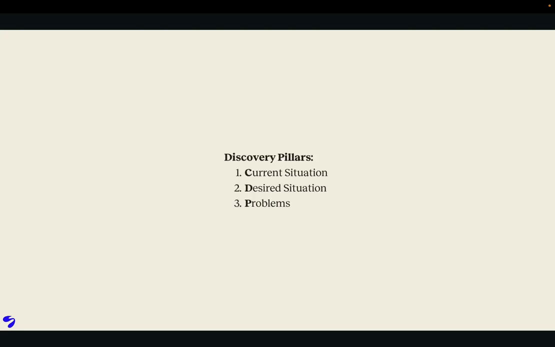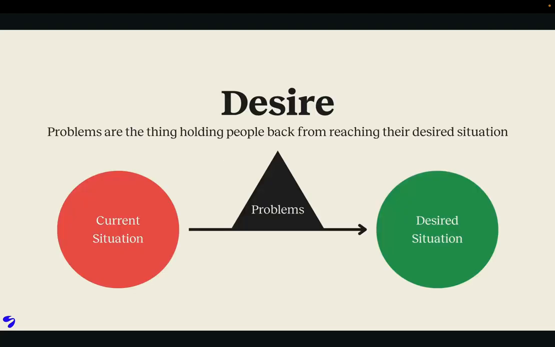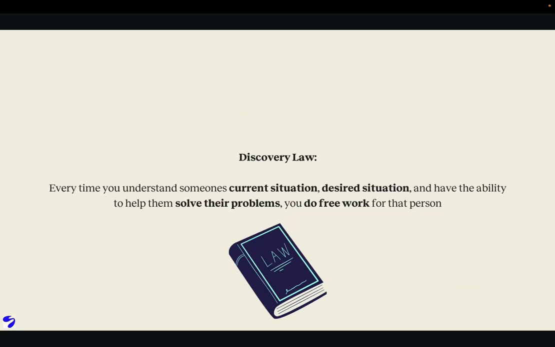And the discovery pillars are simple. There's a current situation of where they are now, there's the desired situation of where the person wants to be, and there are problems they are facing that are holding them back from getting there. And if we apply this to that diagram I showed earlier, problems are the thing holding people back from reaching their desired situation. It is that mountain in the middle that they really don't want to climb and they need help with. The discovery law is that every time you understand someone's current, desired, and have the ability to help them solve their problems, you do free work for that person.